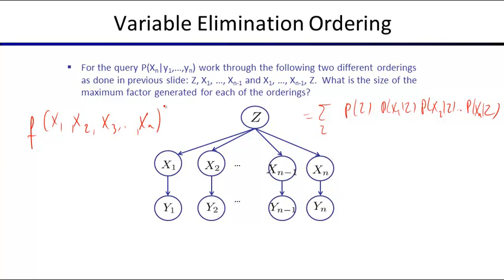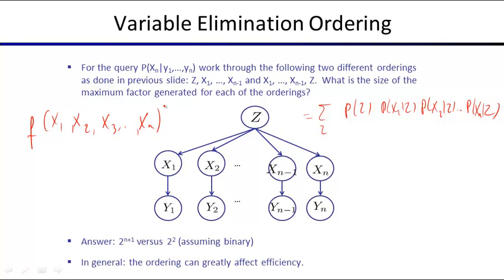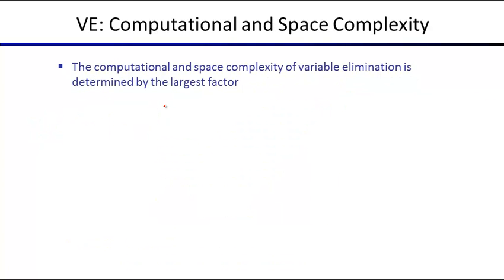So we generate a factor over n variables, which will have 2 to the n entries, which is really bad. The first ordering gave us at most 2 entries per factor we generate. Here it is 2 to the n, much, much worse. So that's a very big difference in terms of computation. So the ordering is really important and can affect your efficiency a lot. So the largest factor will determine your computational complexity.